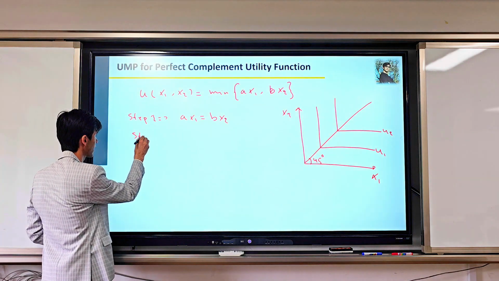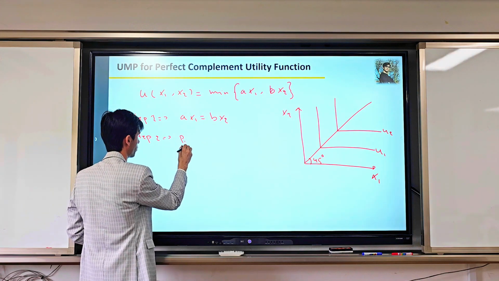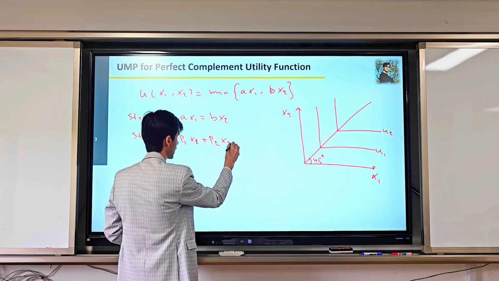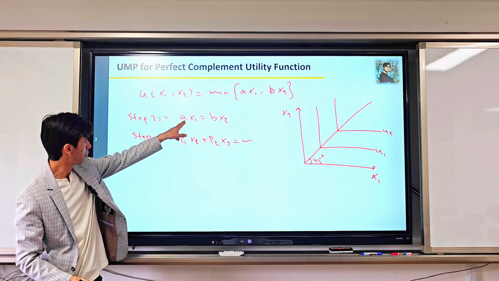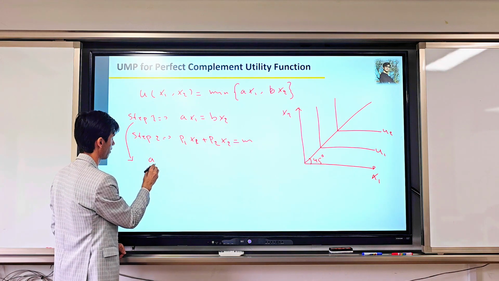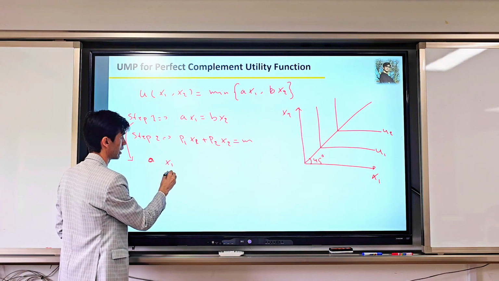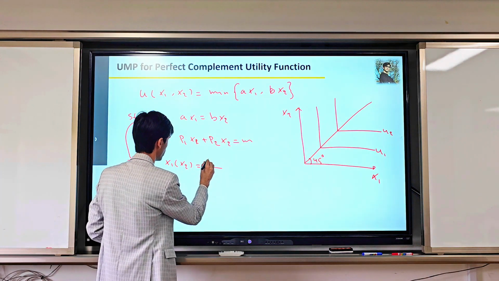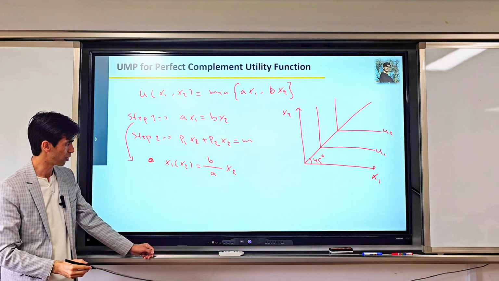Again, the second step is our budget constraint, which is p1 x1 plus p2 x2 is equal to m. It's easy. From the first step, we have ax1 equal to bx2. Just find x1 in terms of x2. Then it will be equal to b divided by a multiplied by x2.